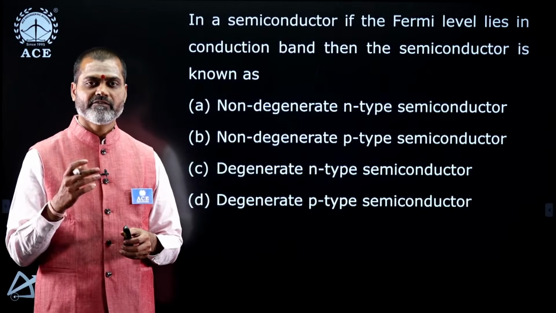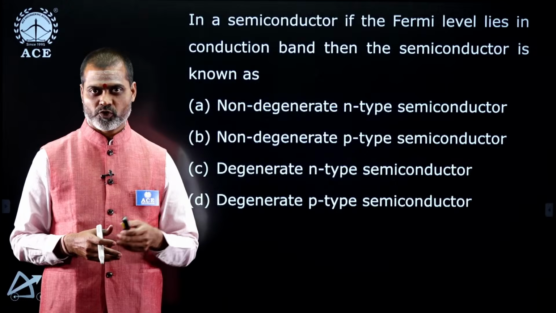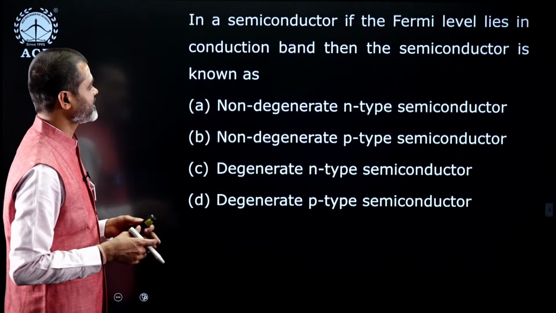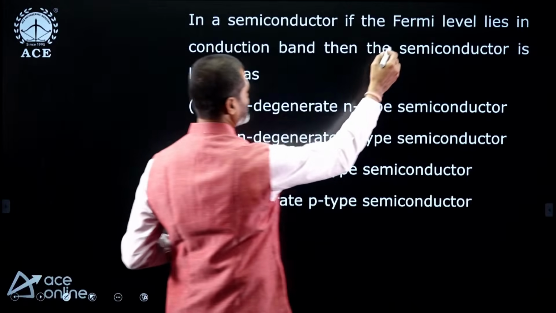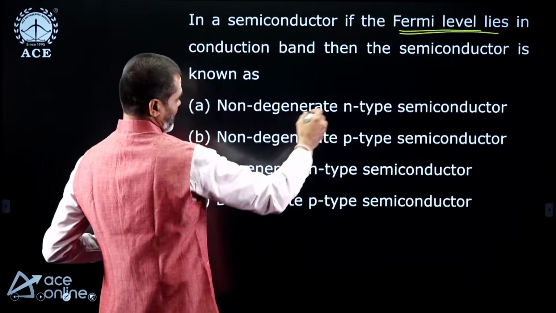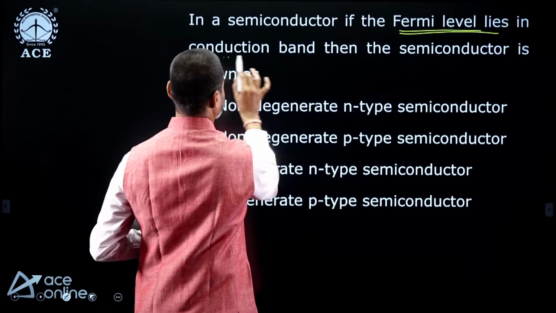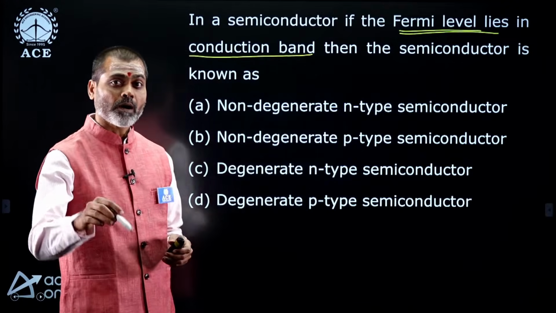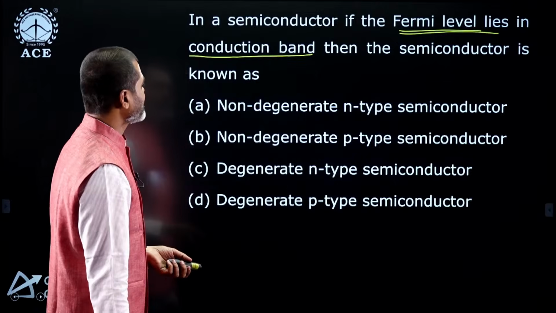Hope you have done very well in the examination, right? So I'll discuss questions from electronic devices. See the first question, in a semiconductor, if the Fermi level lies in the conduction band, nothing but what? Above EC, the Fermi level is present, right? Then what is the semiconductor?